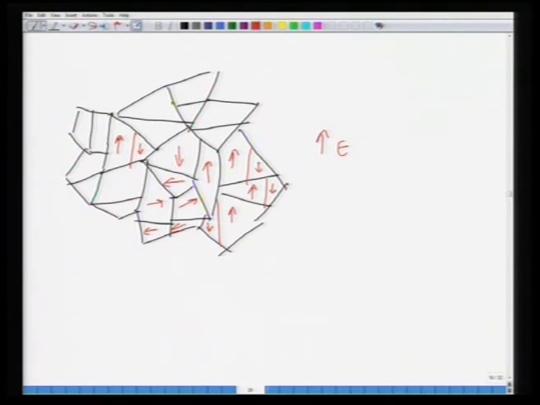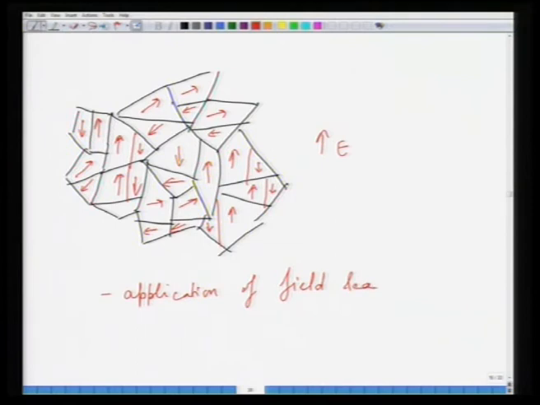So, essentially, application of field leads to domains aligned along the field.